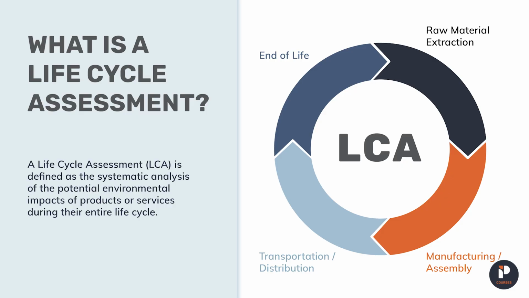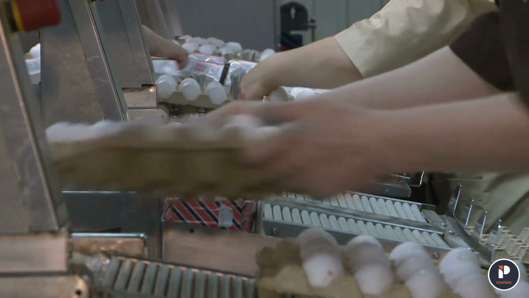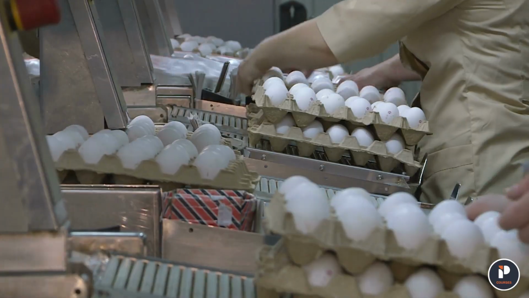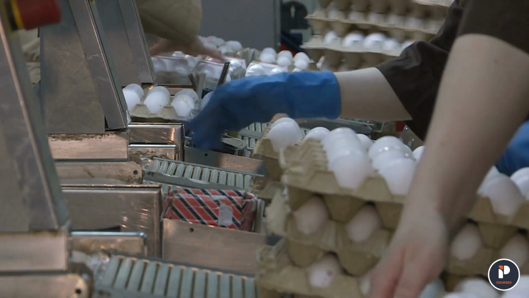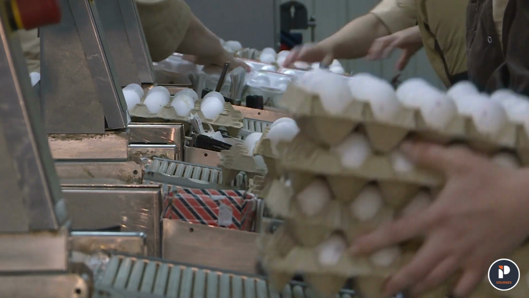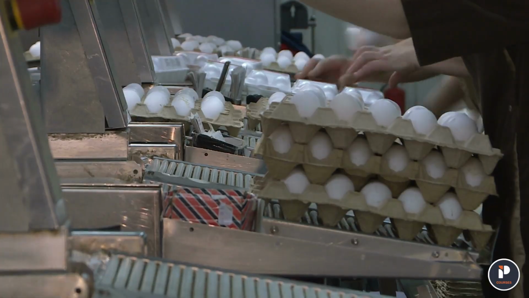As previously stated, a life cycle assessment is defined as the systematic analysis of the potential environmental impacts of products or services during their entire life cycle. This includes, but is not limited to, the environmental impacts associated with raw material extraction, manufacturing and assembly, transportation and distribution upstream and downstream, and end of life.